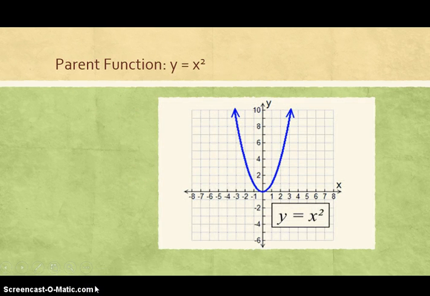The parent function for a quadratic equation is y equals x squared. You need to know that the shape is a U shape. It is not a V, it is a U. It starts at 0, 0 and moves up from there. It's going left and right.